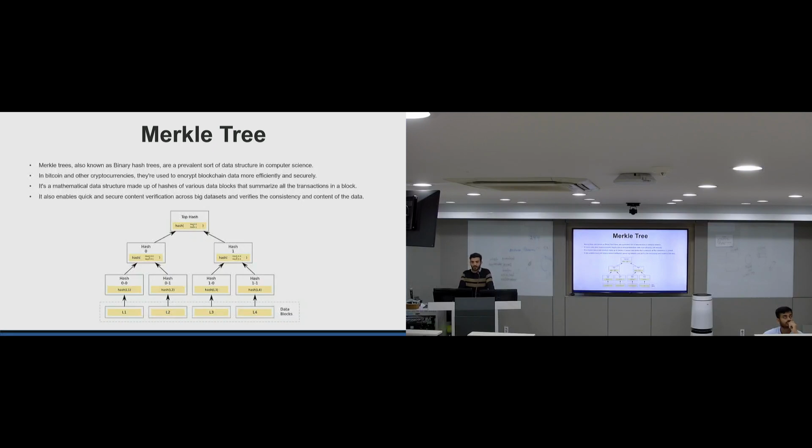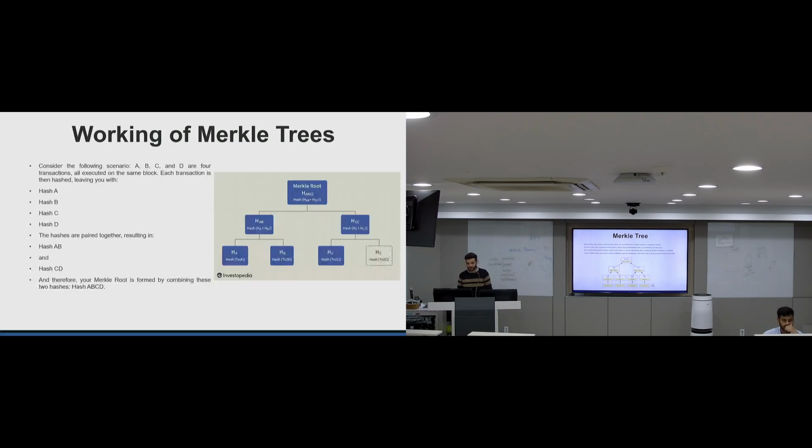Then we come to the working of blockchain. Merkle trees are known to be the building blocks of blockchain. Merkle trees, also known as binary hash trees, are a prevalent data structure in computer science. In Bitcoin and other cryptocurrencies, they are used to encrypt blockchain data more efficiently and securely. It's a mathematical data structure made up of hashes of previous data blocks that summarize all the transactions in a block. It also enables quick and secure content verification across big data sets and verifies the consistency of data.